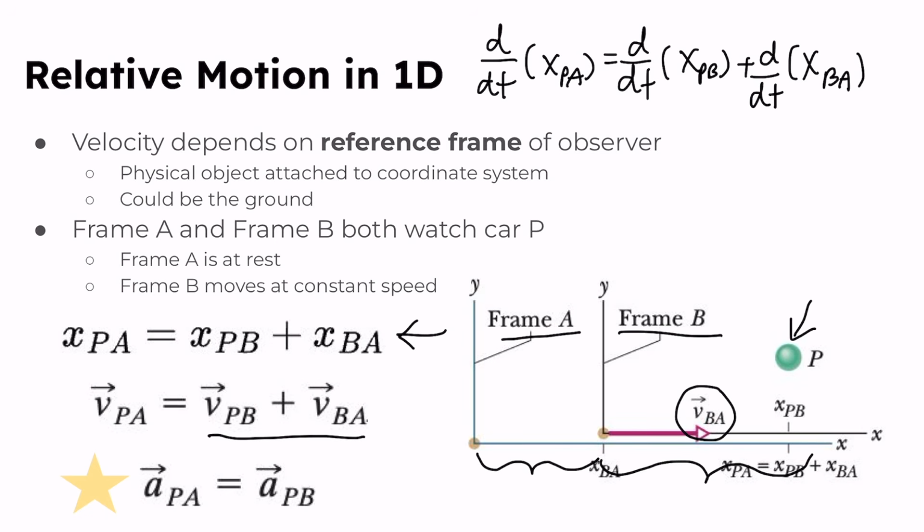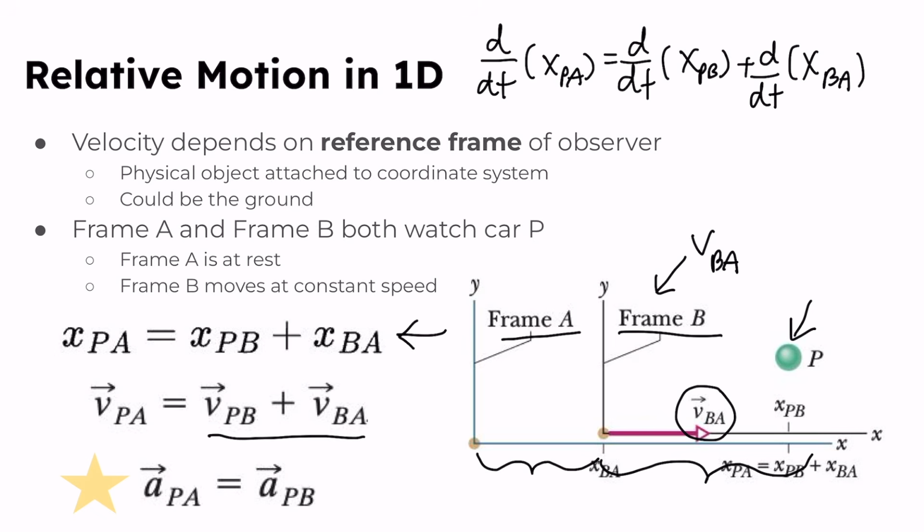In these examples, we're only considering frames that move at a constant velocity relative to each other. For example, in our example here, frame B has a constant velocity VBA relative to A. So that means that they have a relative velocity that is constant. However, that does not mean that the other particle P cannot have an acceleration. Particle P can very well change its speed and direction, or accelerate, in other words.